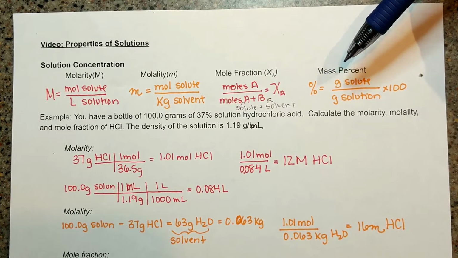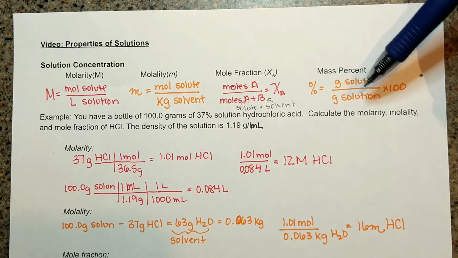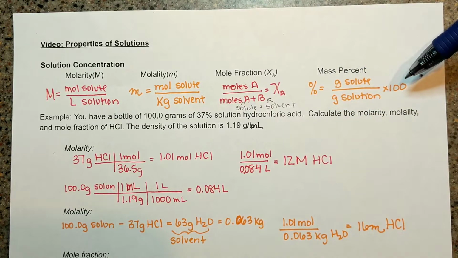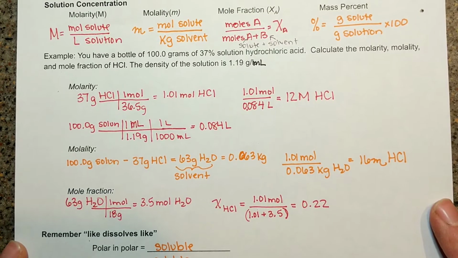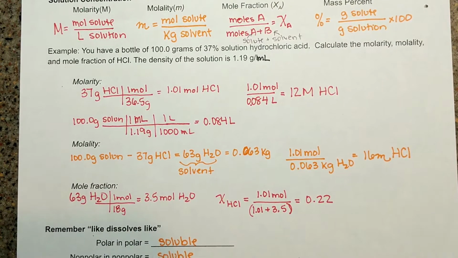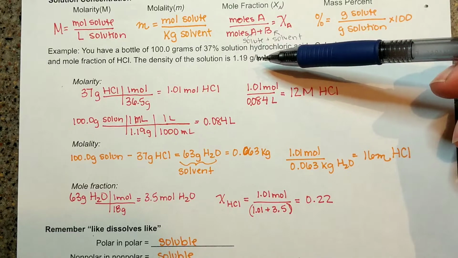And then we have mass percent, which is where we look at the mass of our solute divided by the total mass of the solution times 100. So let's put this into practice. If I have a bottle of 100 grams of a 37% solution of hydrochloric acid, I can therefore calculate the molarity, the molality, and mole fraction of hydrochloric acid if I know that the density of the solution is 1.19 grams per milliliter.